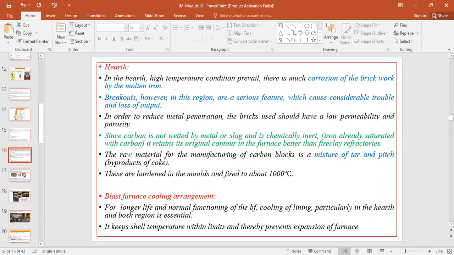So the raw material we use for the manufacturing of the carbon blocks is just a mixture of tar and pitch. These are the byproducts of the coke oven process.